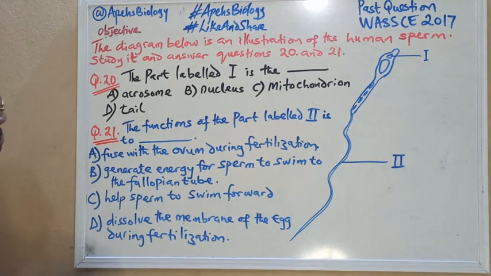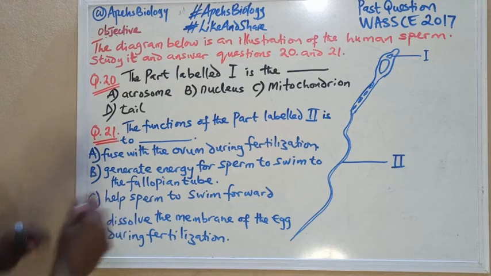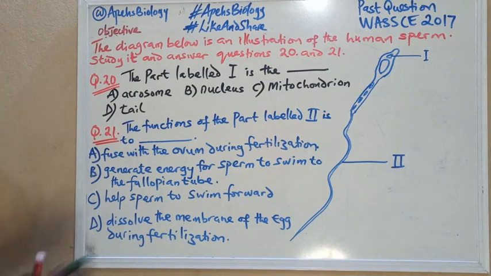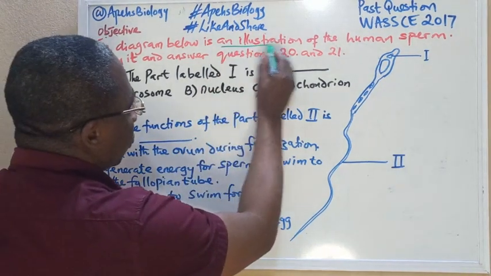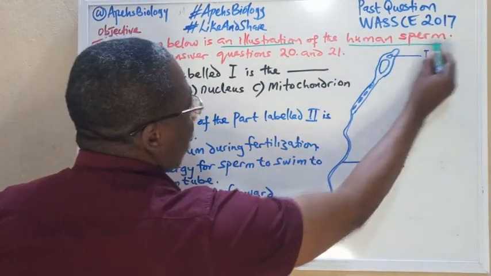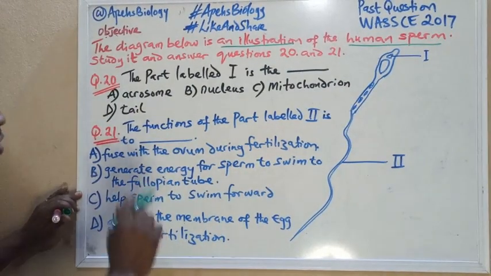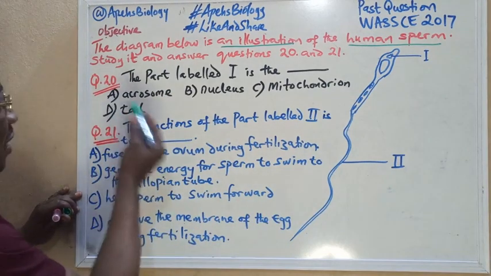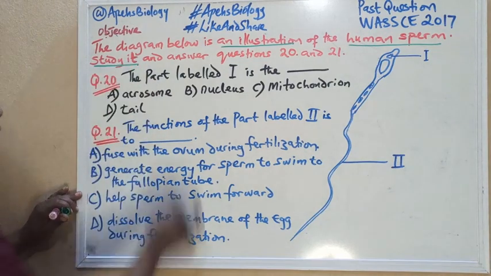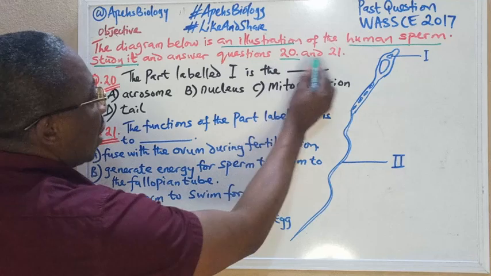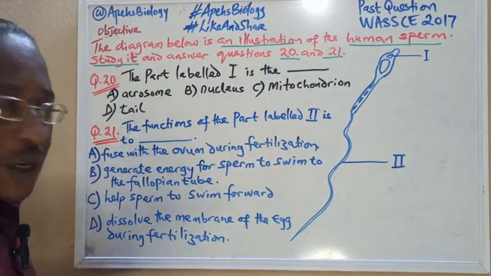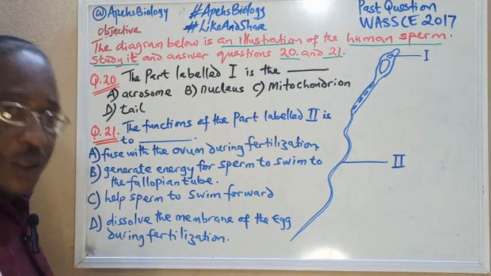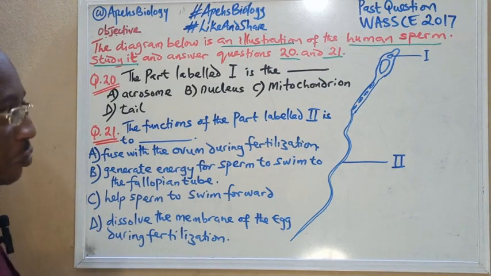Okay? Now we'll go straight. The question reads: the diagram below is an illustration of the human sperm. Study it, and answer questions 20 and 21. When this comes out, please, you don't just go straight and start answering the question. You have to study this illustration. And let's take a look at this illustration.